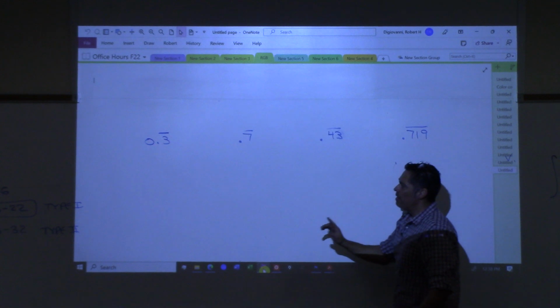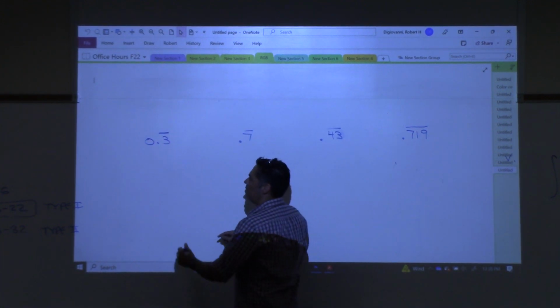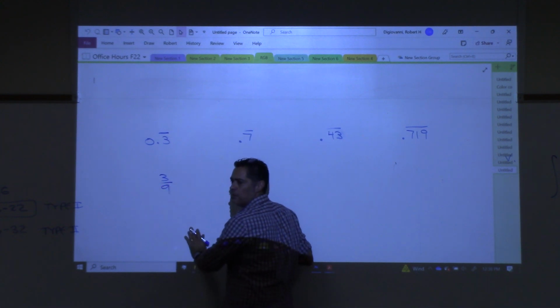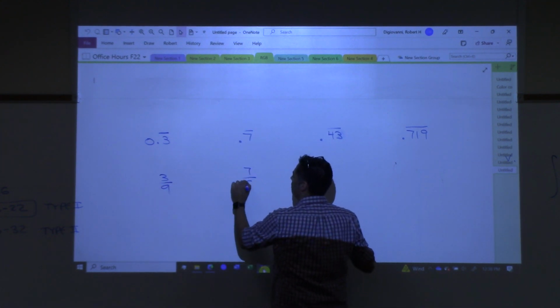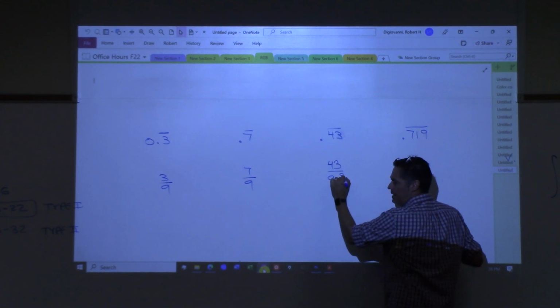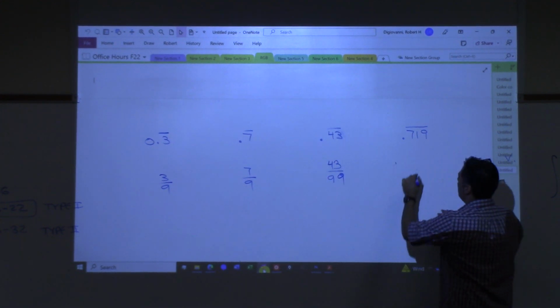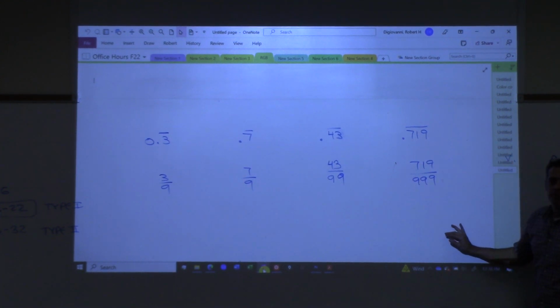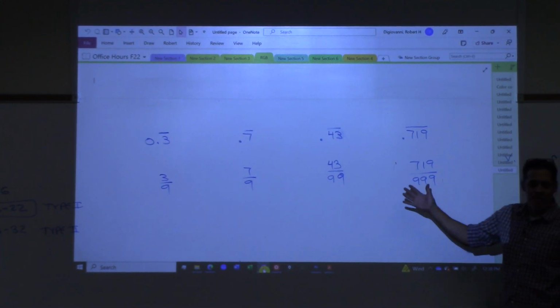All you do is you take that number, and since it starts repeating in the first decimal, you divide it by 9. This one, you take 7, you divide it by 9. This one, you take 43, and you divide it by 99. This one, you take 719, and you divide by 999. If you don't believe it, get your calculator out, and you can check it, all right? So they were showing that to her, right?